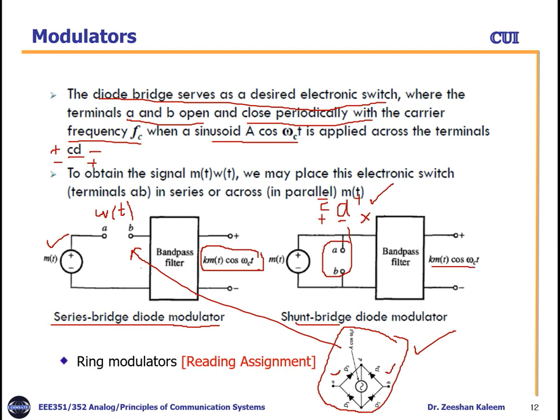So this was one example of the switch which we studied here, the diode bridge modulator. The other type to obtain this switching operation is the ring modulator. This is your reading assignment. Please study the book and try to understand its working procedure.